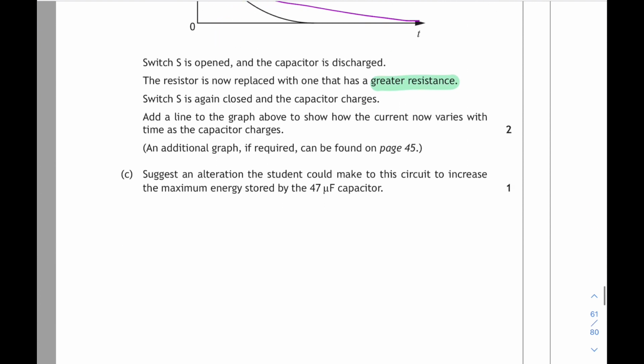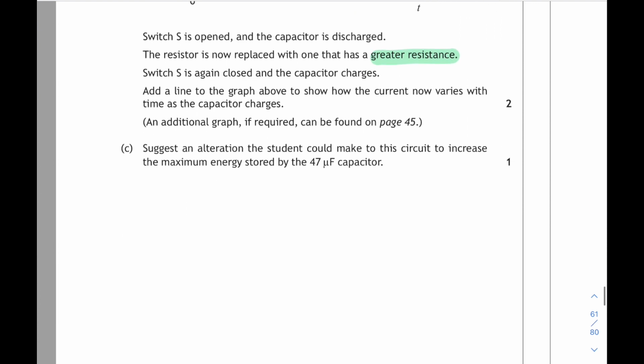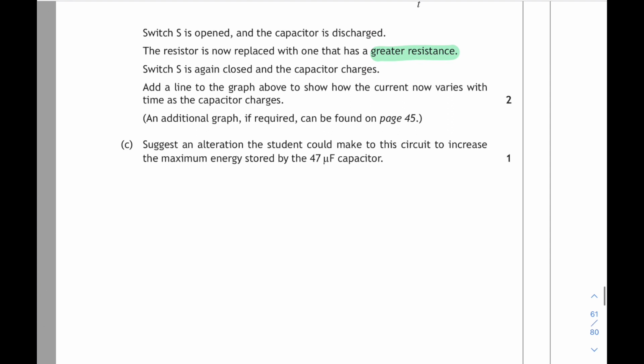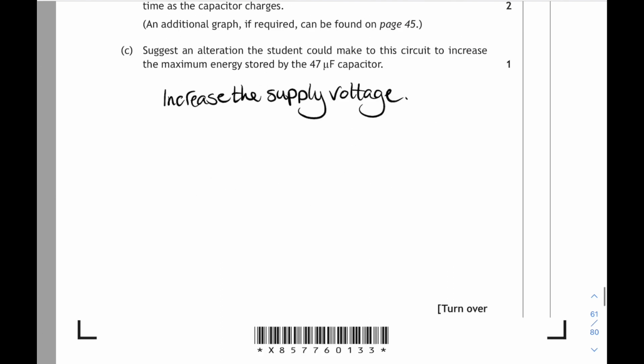Okay, part C suggests an alteration the student could make to the circuit to increase the maximum energy stored by the capacitor. Well, remember it's a variable voltage supply, so increase the supply voltage.